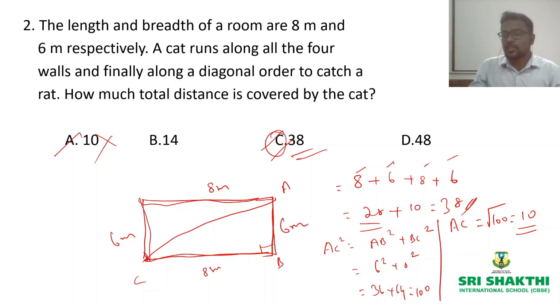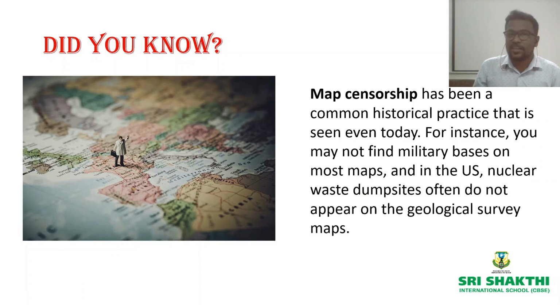Before concluding this video, I would like to give a fact for your knowledge. You may have heard that you may be browsing most places through Google Maps, but there are some places which will not be easily found or which you cannot trace in Google Maps, like the places where nuclear wastes are dumped, and the most secured places, like defense forces. All these places you cannot locate through Google Maps, and the term we use for this is map censorship.